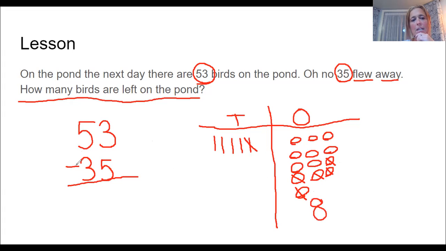Now I have to subtract 3 10s. So I have to take 1, 2, 3, because this one doesn't count. That was already taken away. 1, 2, 3, which leaves me with 1 set of 10. So once those 35 birds flew away, there were 18 left.